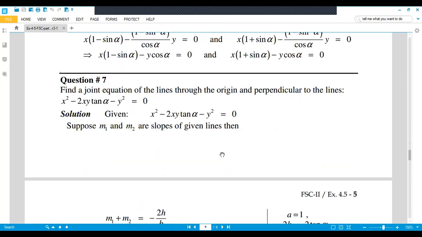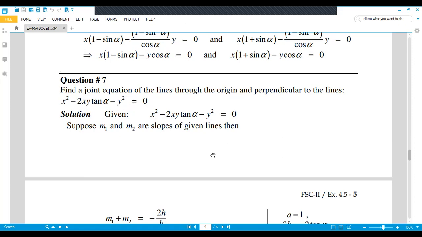Now the next question, which is included in your syllabus, is question number 7. Find a joint equation of the line through the origin and perpendicular to the lines x square minus 2xy tangent alpha minus y square equal to 0. This is given. And suppose m1 and m2 are the slopes of the given lines.